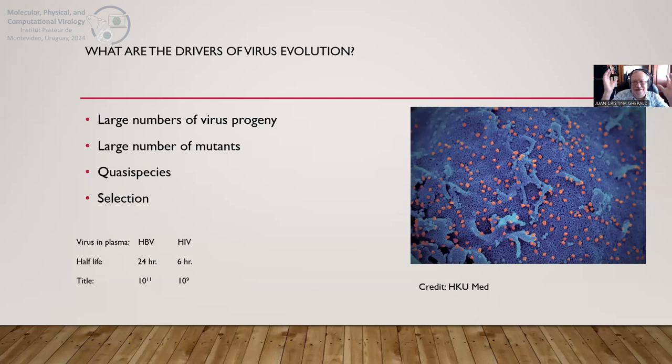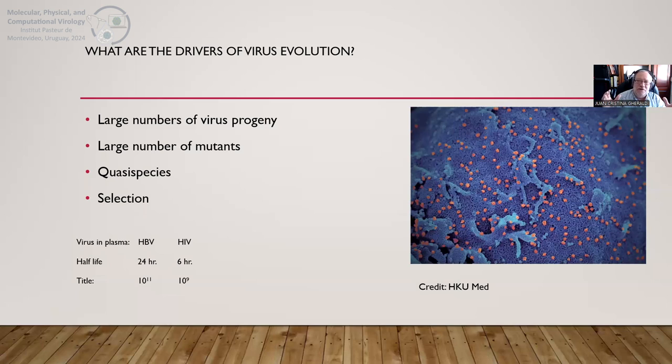So with this almost unimaginable number of viruses, and then a large number of mutants, everything goes through selection forces. And now we try to comprehend that with a concept that I will try to explain to you, which is the quasi-species population. This is related to a concept that is very important for understanding RNA viruses. And of course, the process of selection.